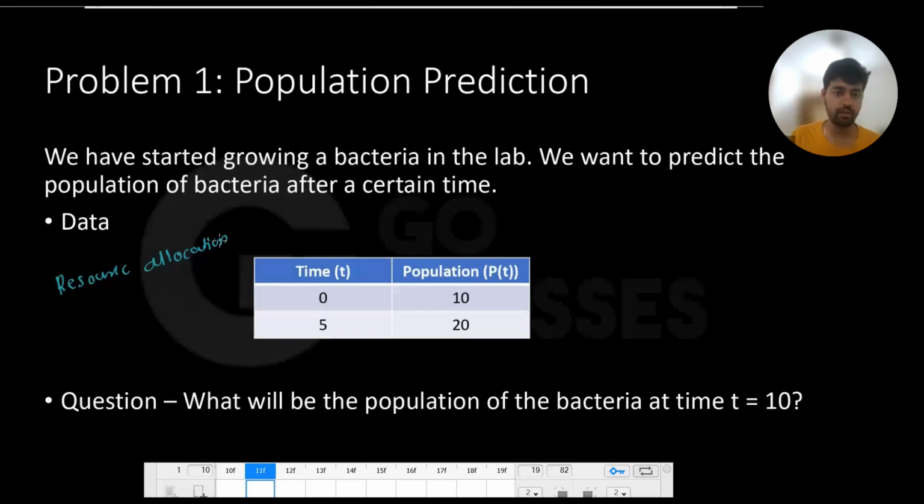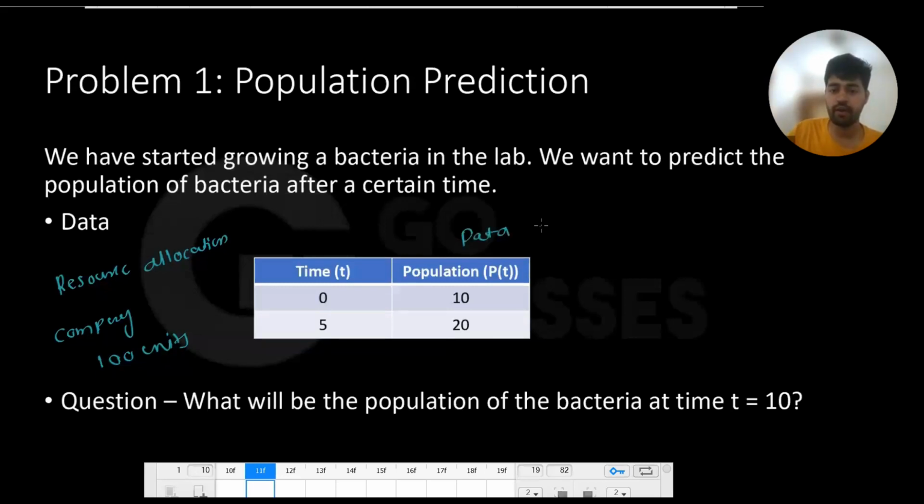In the case of this particular problem, we'd like to know the growth of bacteria because the bacteria can be used in some industrial setting, right? So some company requires, let's say, 100 units of bacteria, and I want to know how much time it will take for me to breed these 100 units, right? So it's something like that. Anyway, this is the data that I have.